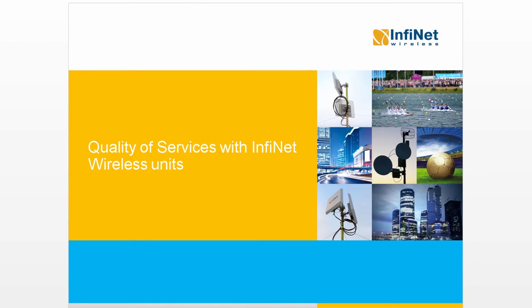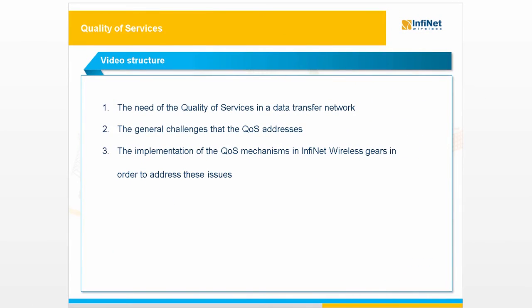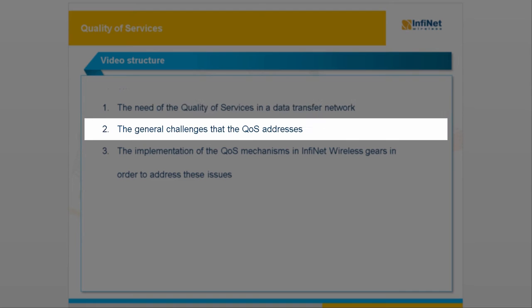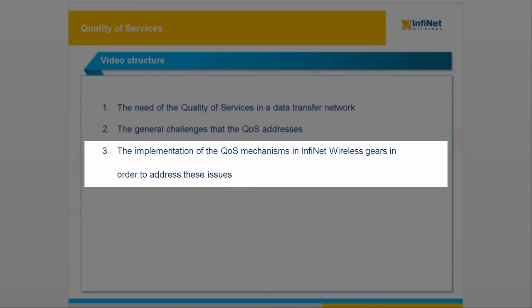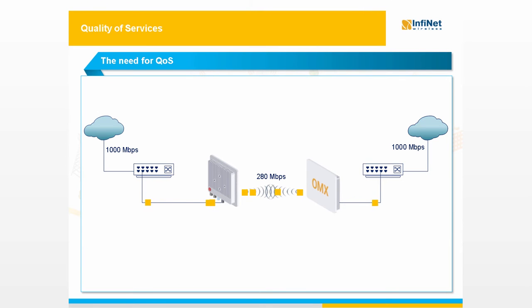In this video, we will present the quality of services techniques implemented in the InfiNet wireless units. This video is structured in three parts: the need of the quality of services in a data transfer network, the general challenges that the QoS addresses, and the implementation of the QoS mechanisms in InfiNet wireless gears in order to address these issues.